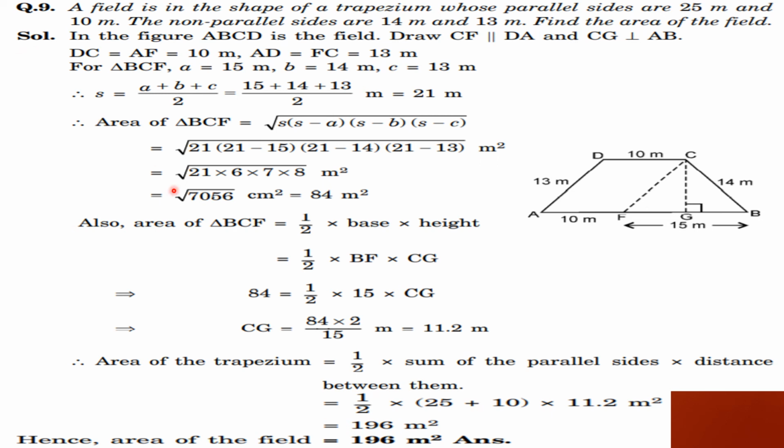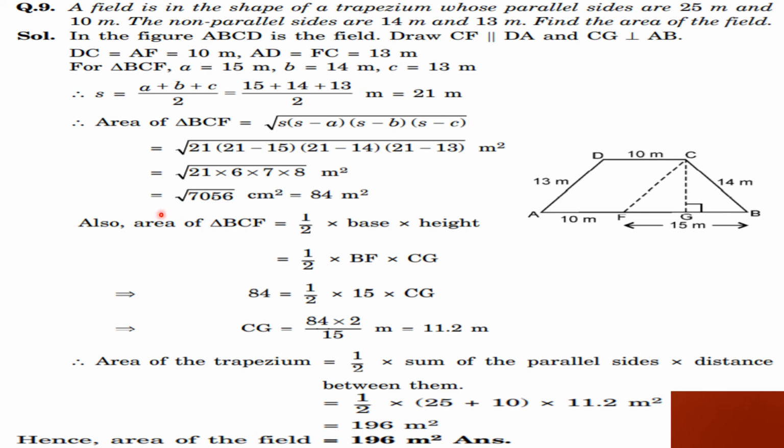That is equal to square root of, we write this first factor as it is, 21, into, what will you get here by simplifying these two numbers? 21 minus 15, yes, 6. Into, what will you get here? 21 minus 14, 7. Into, what will you get here? 21 minus 13, yes, 8. Meter square. Understood this step, children?